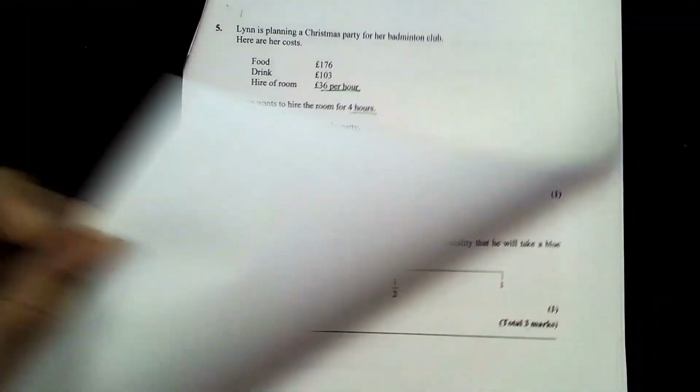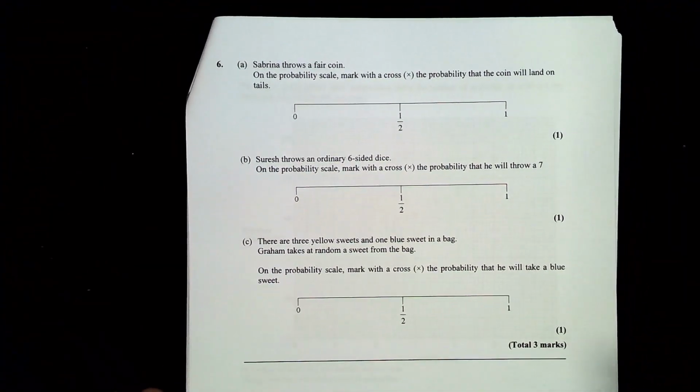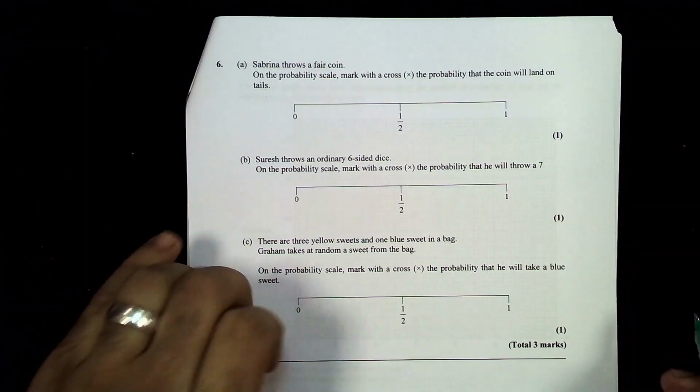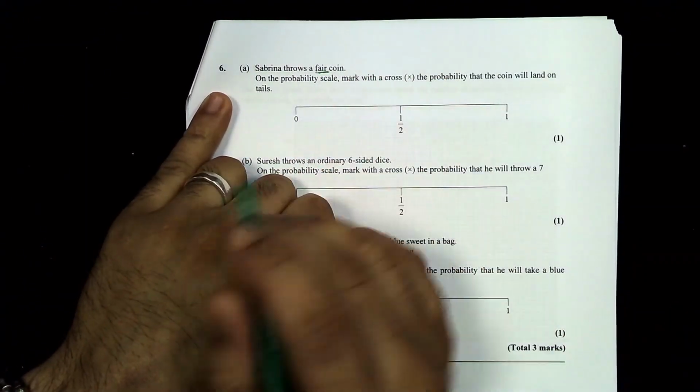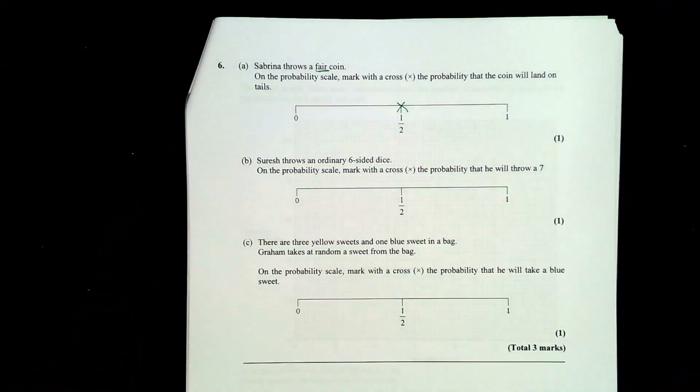Question 6. Sabrina throws a fair coin. On the probability scale, mark with a cross the probability the coin will land on tails. If it's a fair coin, then it's got a half-half chance, so half.